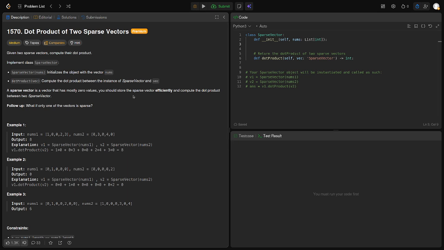Today we're doing medium problem 1570, dot product of two sparse vectors. Given two sparse vectors, compute their dot product. Implement class SparseVector. That class takes an object with nums and then we do dot product with another. It has mostly 0 values. You should store it efficiently and compute the dot product between the two. What if only one of them is sparse?